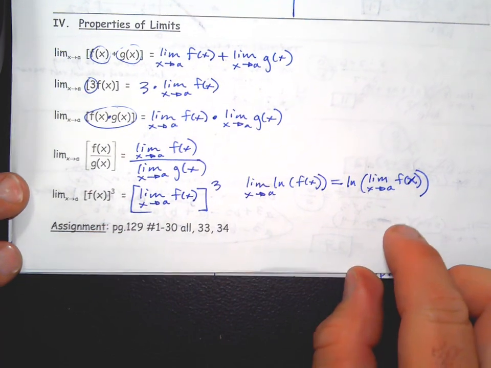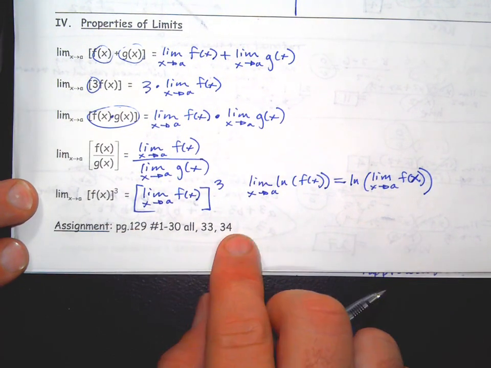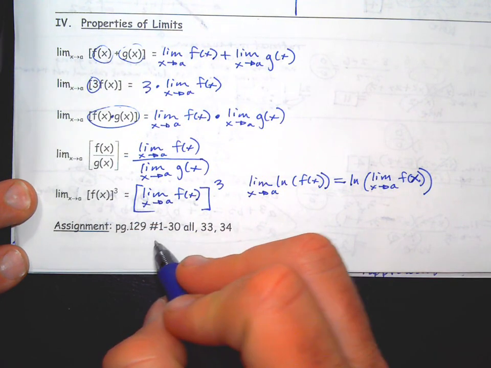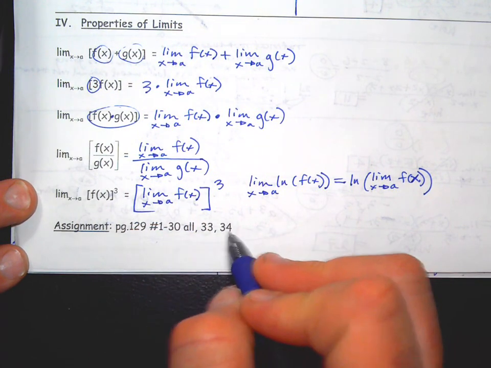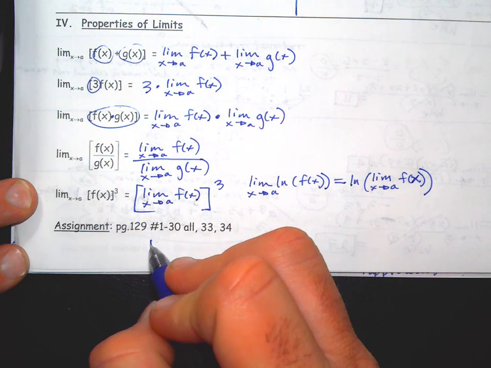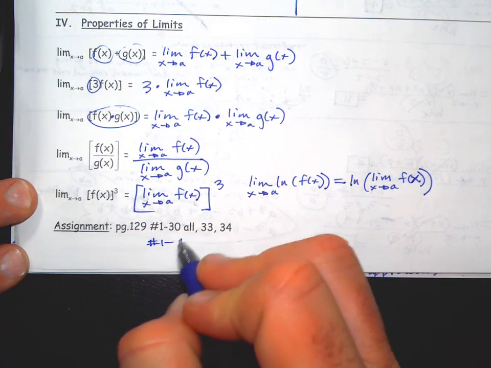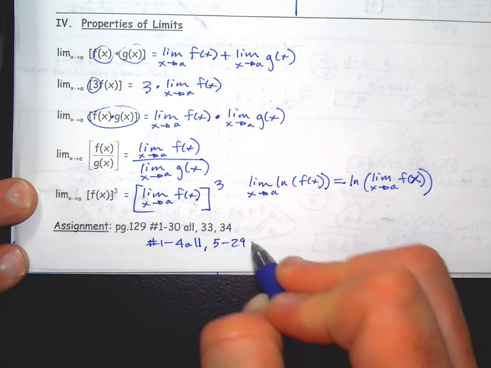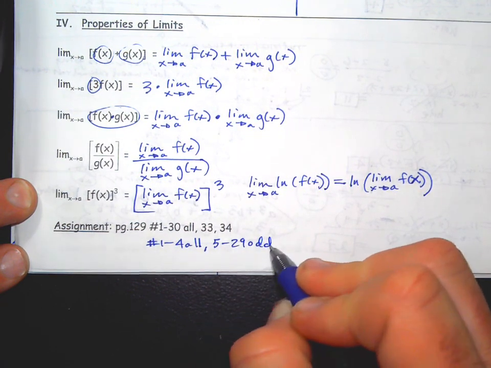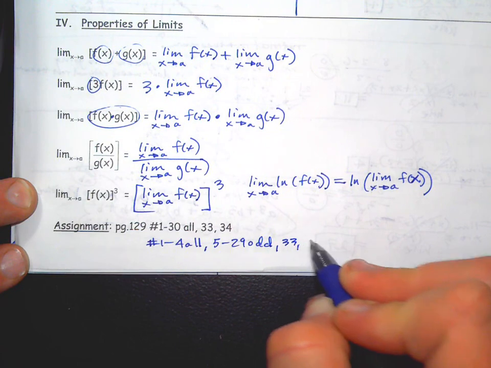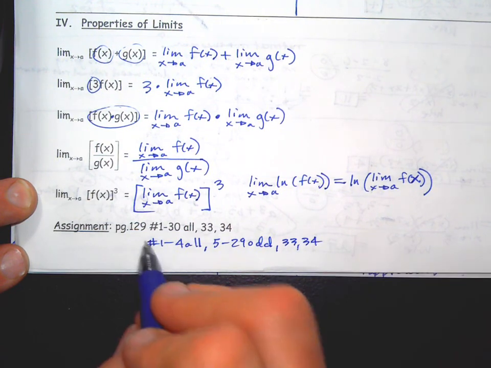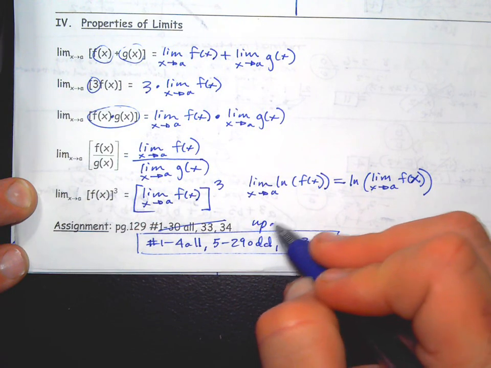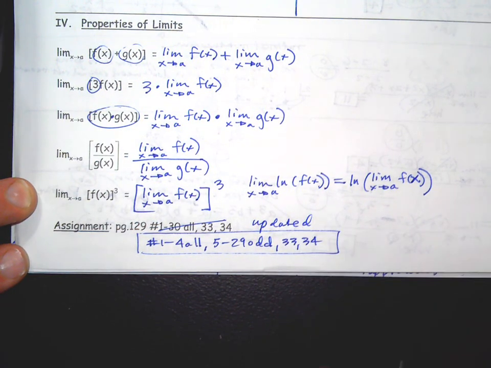Now for the homework, I'm going to change the homework a bit from what's written here. I decided to cut it down. I think I'm going to take out like 13 of the problems here, so nearly half. I want you to do 1 through 4 all, and then 5 to 29 odd. So I'm taking a bunch of evens out. 33 and 34, there's a few evens. This is the new updated assignment.